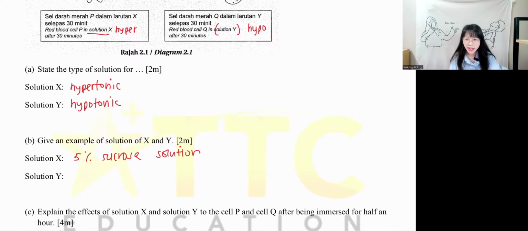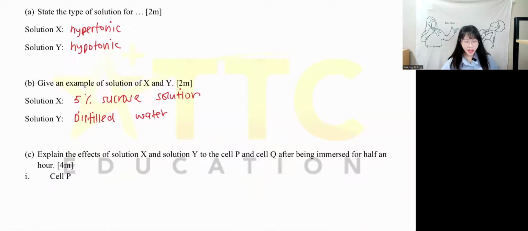Solution Y, how do we define it as a hypotonic solution? Any example? It has to be a hypotonic solution. Any example that has 100% water? Correct, distilled water. Very good. Distilled water.